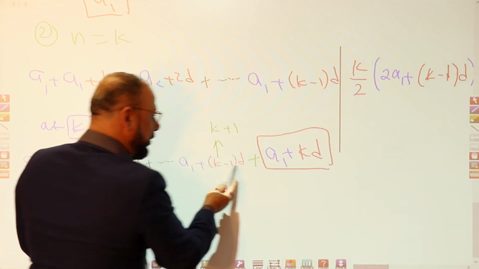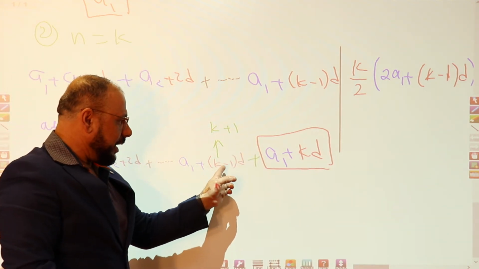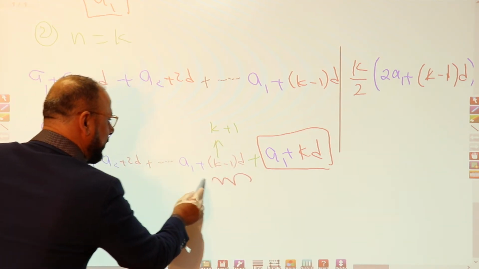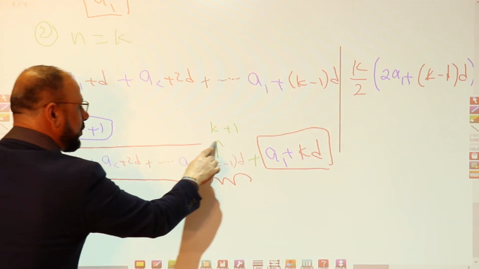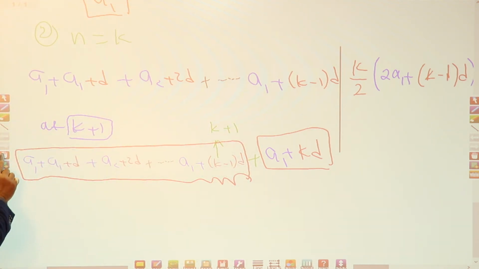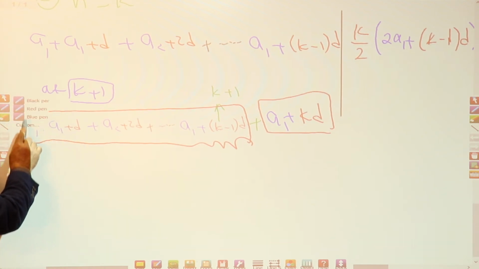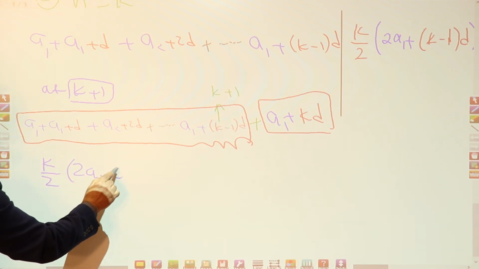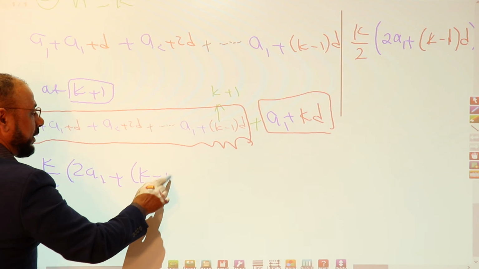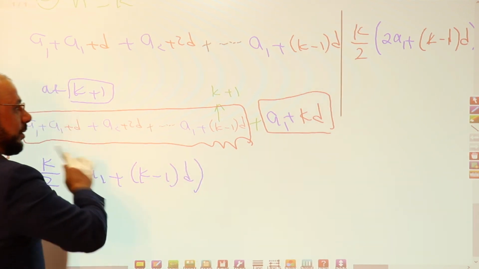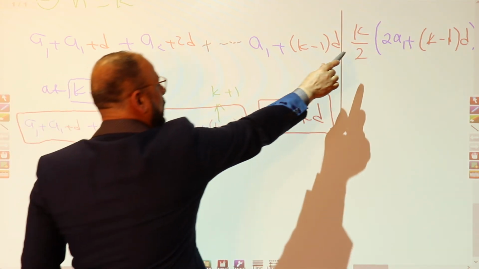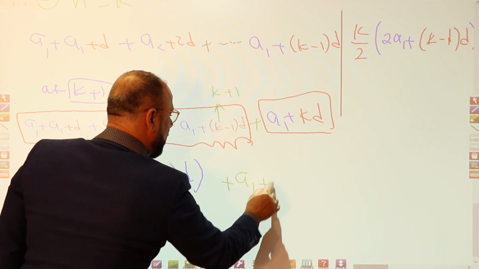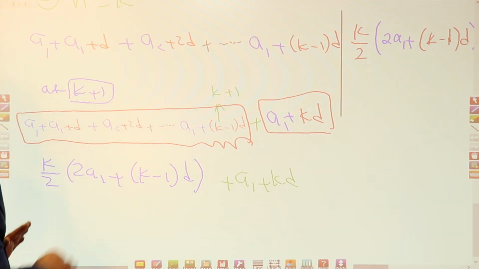This is the term after this term: one more, k minus 1, change k to k plus 1, becomes a1. Look, all this side, from here to here, we know it's equal to what? This is the left side. We know all this from here to here equals k over 2 times 2a1 plus k minus 1 d, right? Now the extra thing, which is this term, plus a1 plus kd. I'm doing the left side. I'm going to get back to the right side later on.